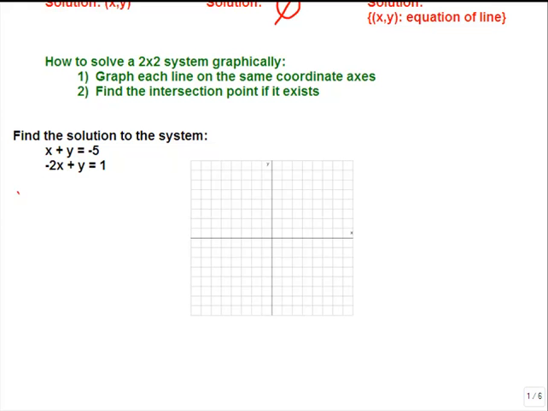First thing I'm going to graph is the top line, x plus y equals -5. Now you can graph this any way you like. It's totally up to you. I'm going to use intercepts to do this. So intercepts are your zeros.